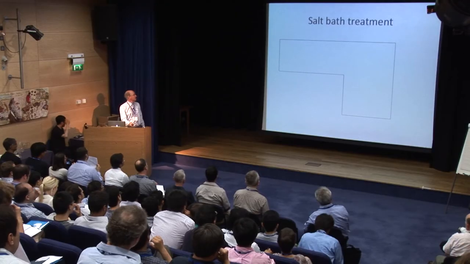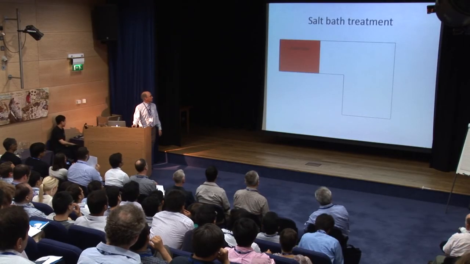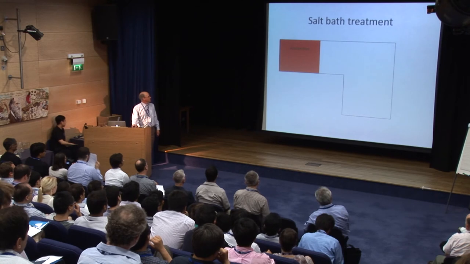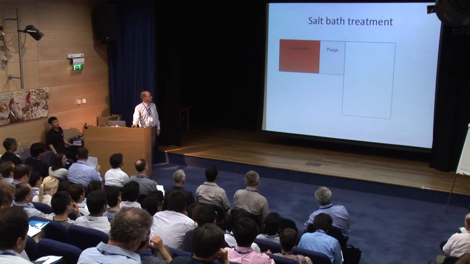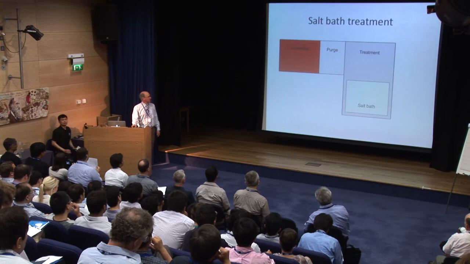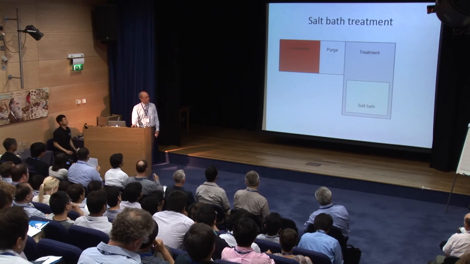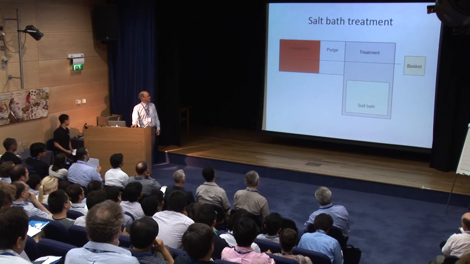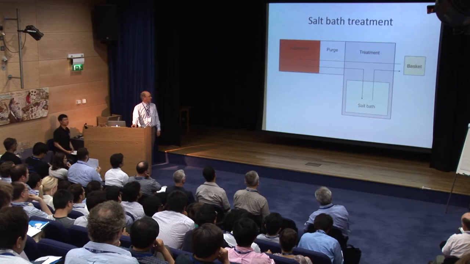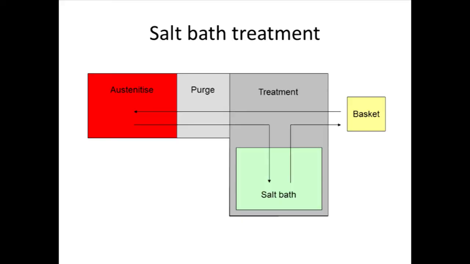The salt bath treatment process works like this. You have a furnace, which is that shape, an austenitization zone at one end, a purge zone between, and a treatment chamber with a salt bath within it. The basket of steel that I've just shown is passed initially to the austenitization, then through the salt bath, and then out that way.